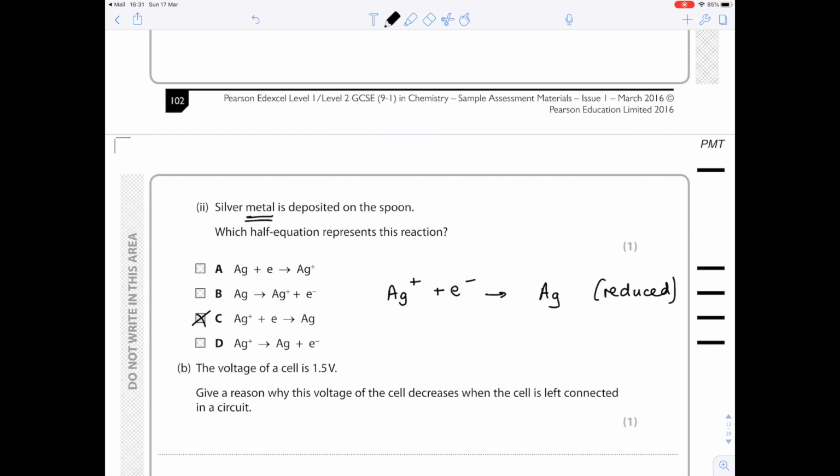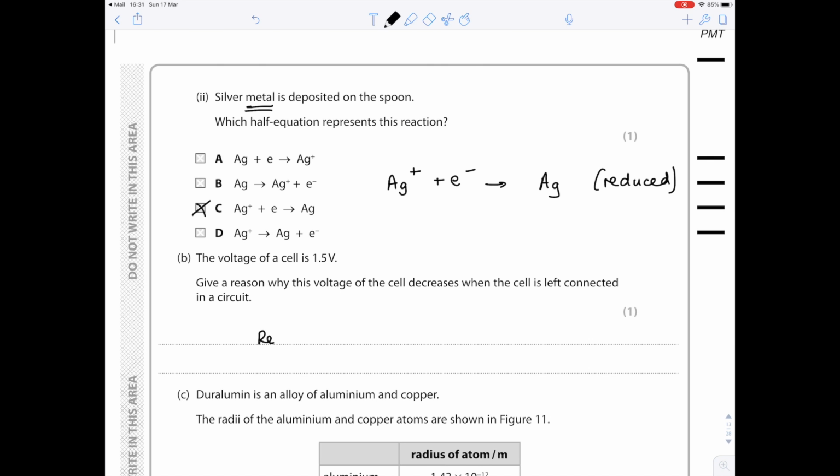Voltage of the cell is 1.5 volts. Give a reason why this voltage of the cell decreases when the cell is left connected in a circuit. And that's simply because those silver ions in solution are being reduced, so they actually leave the solution. So actually there are fewer reactants available.